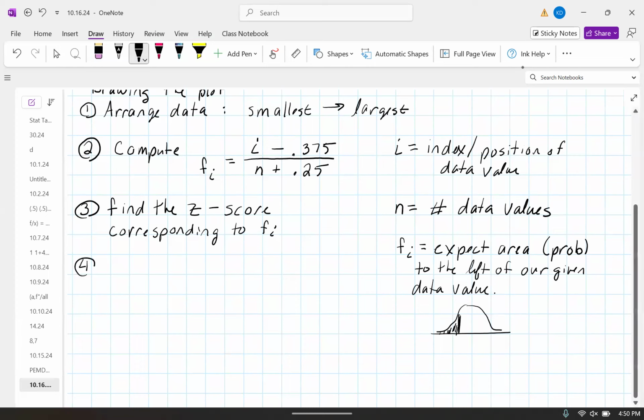And finally, we're going to plot our data where our X is our data value. So the stuff we arranged in step 1, those are our X's. Our Y's are going to be the Z-scores we found in step 3. So 1 and 3 tells us where they come from.